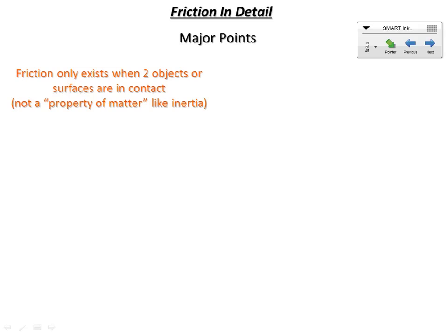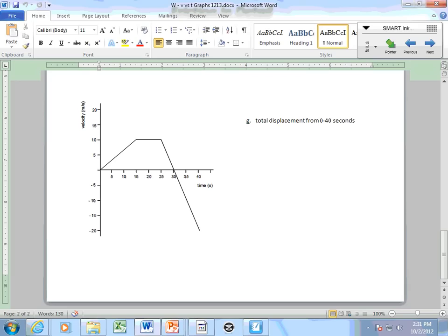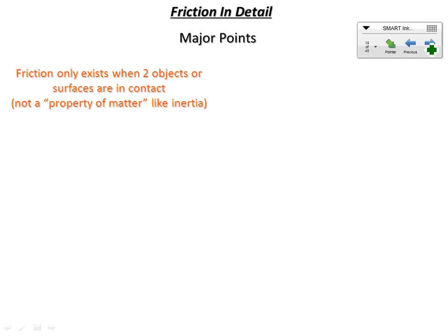Here's one of them. There are some things that we call properties of matter, like inertia. Objects have inertia, right? Objects have mass. Objects occupy volume. Objects don't have friction, right? Friction only exists with a two-object combination, at least a two-object combination, and it comes from contact between objects or surfaces. That's a big deal.